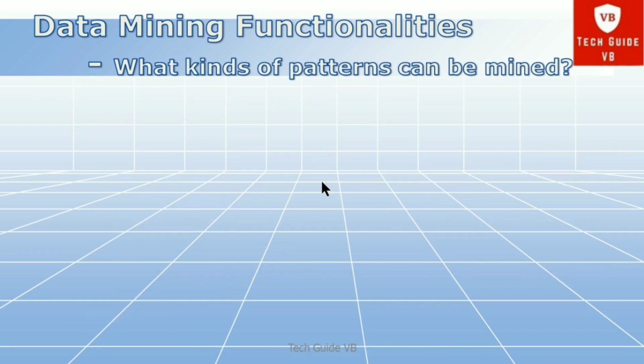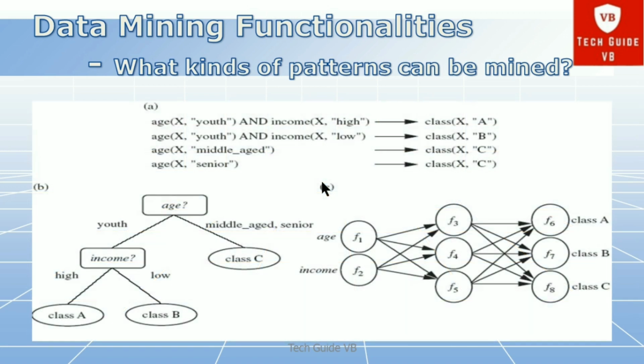Okay, so the next term is the representation of this textual data into the diagrammatical form. So here the youth age group with high income goes to class A. The youth age group with low income goes to class B, and the middle age group persons or senior age group persons go to class C. So this textual data is represented in the form of a diagrammatical view.